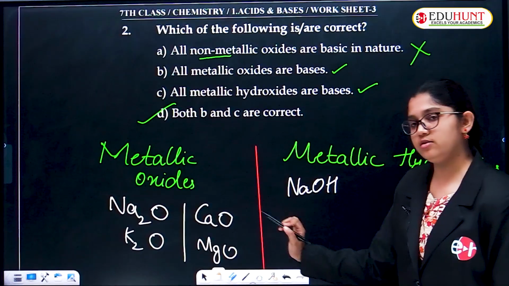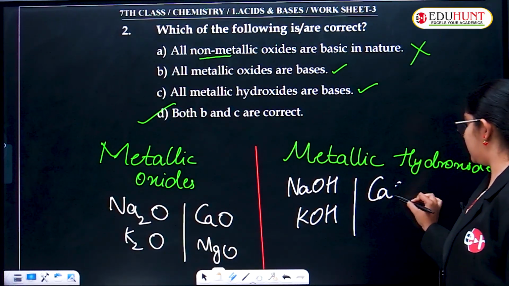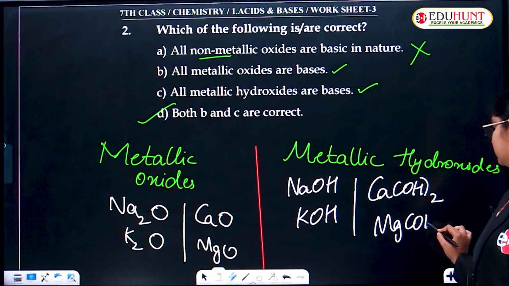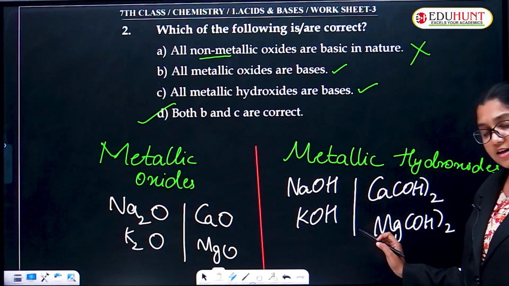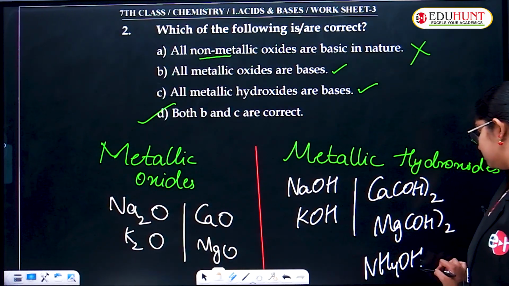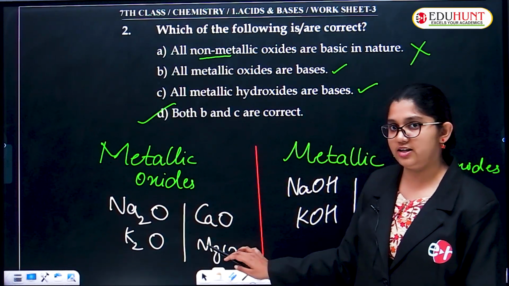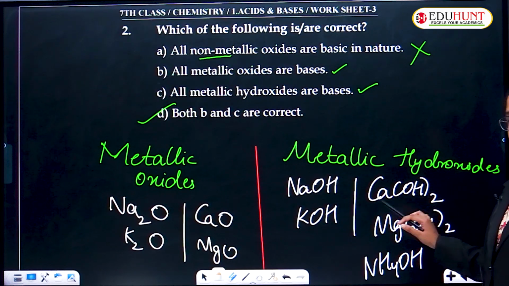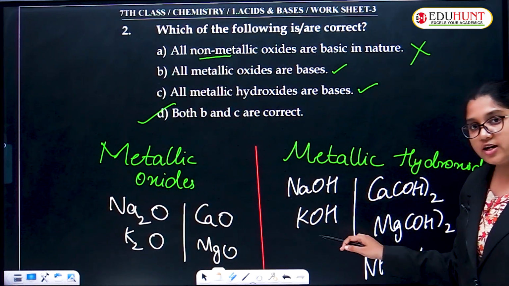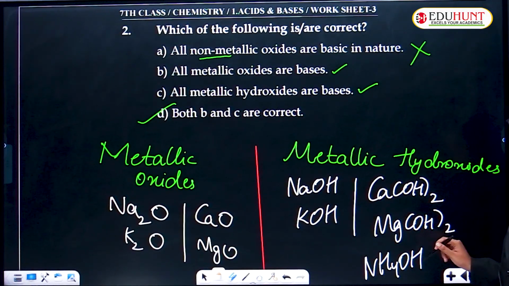NaOH. Yes, one more. KOH. Very good. One more. Ca(OH)2. Very good. One more. Mg(OH)2. Very good. Any more examples? Did I give you? Very good, NH4OH. Metallic oxides: sodium oxide, potassium oxide, calcium oxide, magnesium oxide. Metallic hydroxides: sodium hydroxide, potassium hydroxide, calcium hydroxide, magnesium hydroxide, and also ammonium hydroxide.